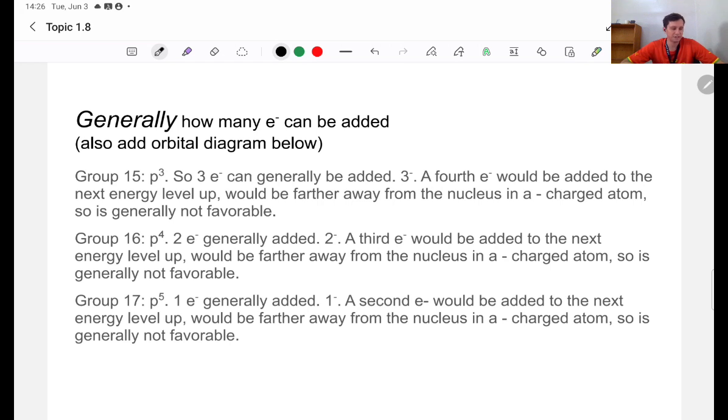So if we have group 15, starting with nitrogen, generally 3 electrons can be added. A 4th electron would be added to the next energy level up, so it'd be farther away from the nucleus in a charged atom, and so it's generally not favorable, right? Because there's going to be a lot of repulsion, and that electron will have less attraction to make up for the repulsion, so it won't be favorable because it would require too much energy. And then we have the same logic in group 16, where it would only take 2 electrons to reach that point, where the next one would be in a higher energy level with less attraction, so it wouldn't be favorable because it would require too much energy, and there's repulsion between the electrons. And then in group 17, when we just add 1 electron, the next one wouldn't be favorable because it would be in a higher energy level.